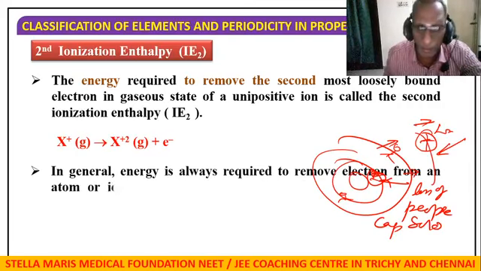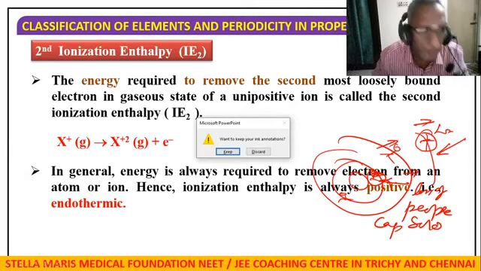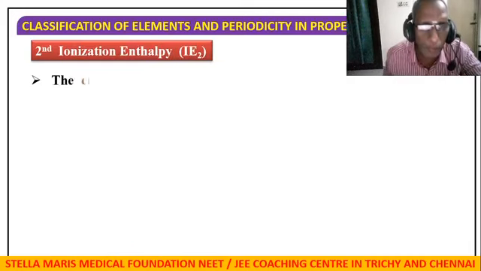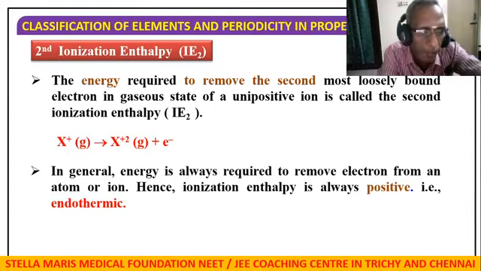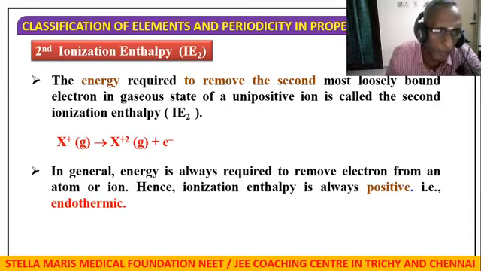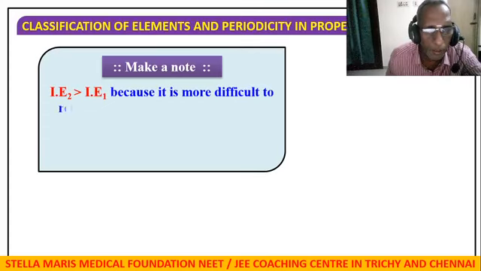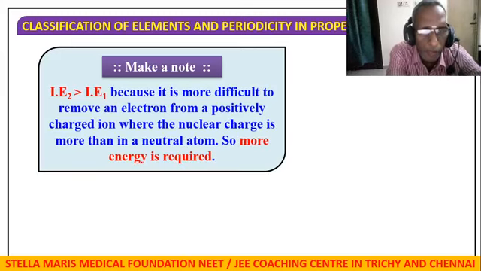So energy is always required to remove an electron from the atom. Ionization process is endothermic, meaning we have to supply energy. Ionization enthalpy is positive. Endothermic means associated with the absorption of heat. So already we have seen second ionization potential is greater than first ionization, because it is very difficult to remove.